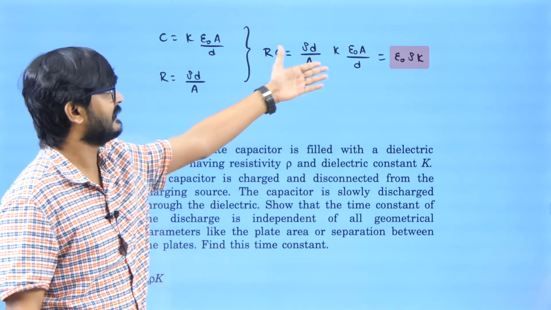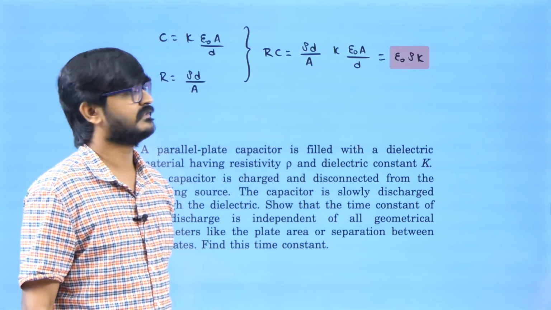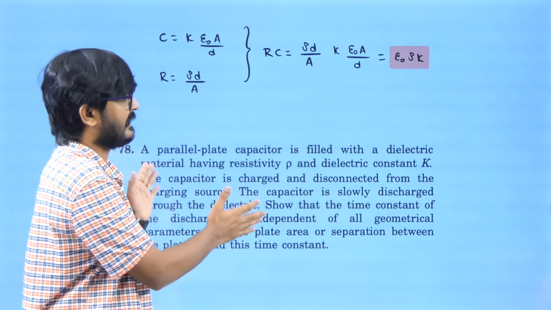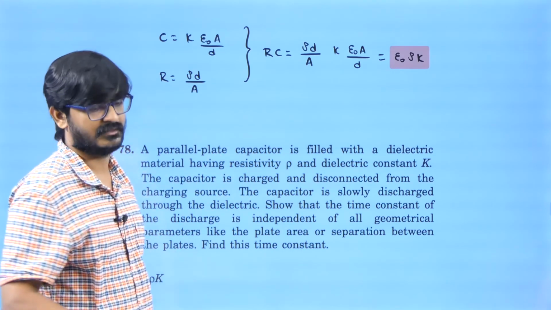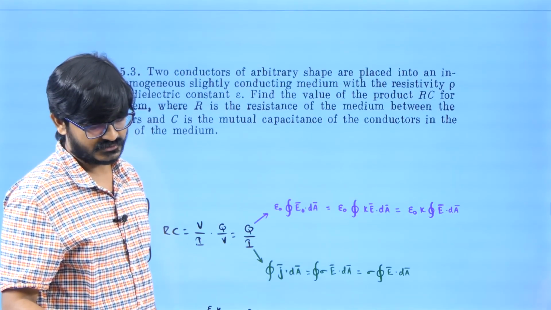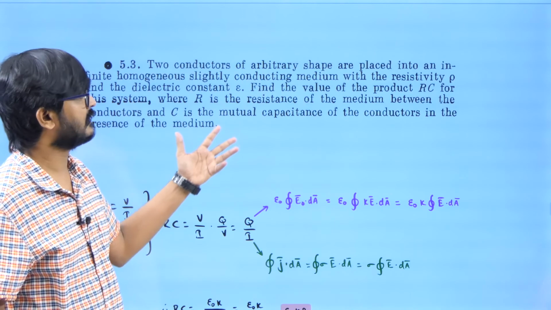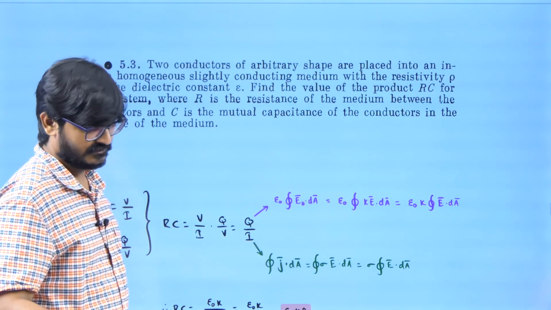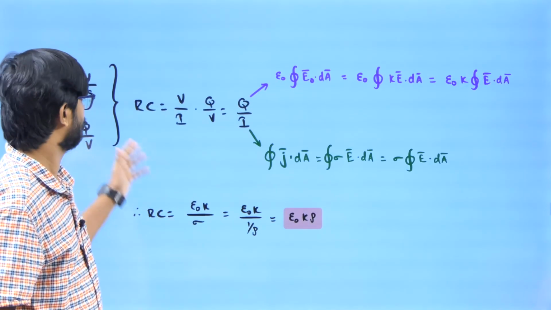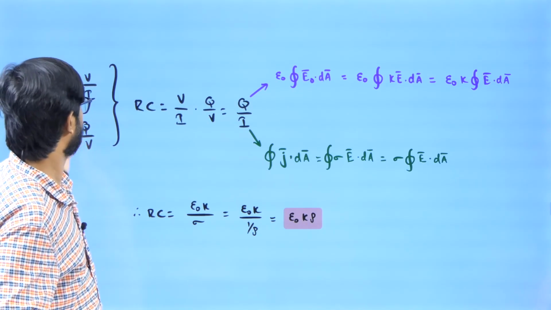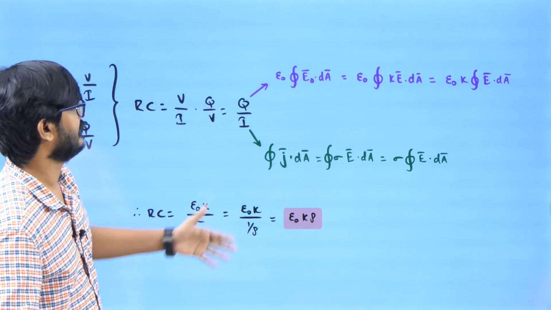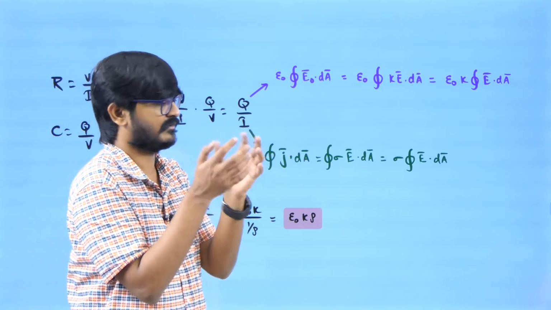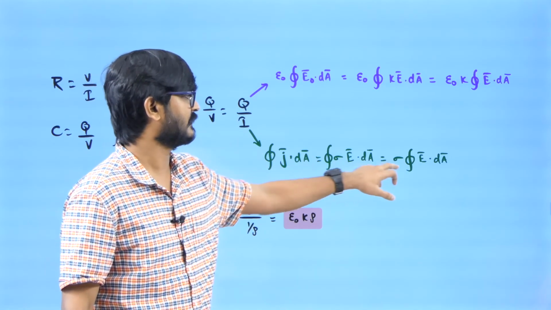When you do that, you will get epsilon rho k, which doesn't depend on the dimensions. This is not only for a parallel plate capacitor. You can see it much more easily in a parallel plate capacitor, but I can even show it for two random, arbitrarily shaped conductors. Resistance is V by I, capacitance is Q by V. So when I multiply, I will get Q by I. If I want to find I, it is the closed integral of j dot dA over a closed surface, where j equals sigma E. So I can get this one.